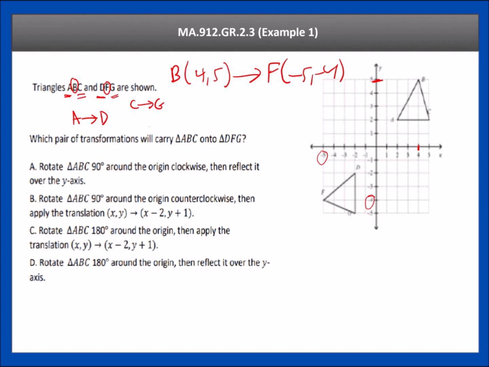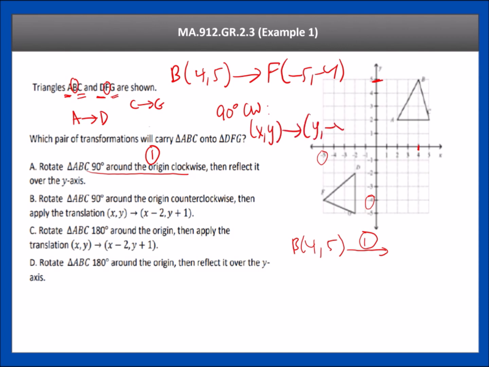So let's do A. We are rotating 90 degrees clockwise. So B is 4, 5. Let's go ahead and rotate 90 degrees clockwise and see if that gives us the answer. Remember the rule for 90 degrees clockwise is (x, y) maps to (y, -x). So that's the rule. You've got to remember those rules. We went over that in one of the previous examples. So 4, 5 maps to, if you switch the coordinates and then make the second one negative, 5, -4. Okay, that takes care of the first transformation, followed by reflecting it over the y-axis.